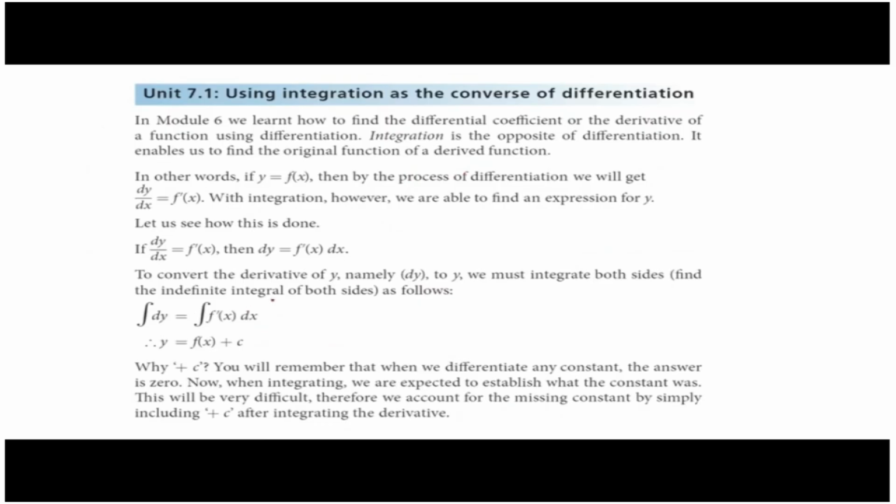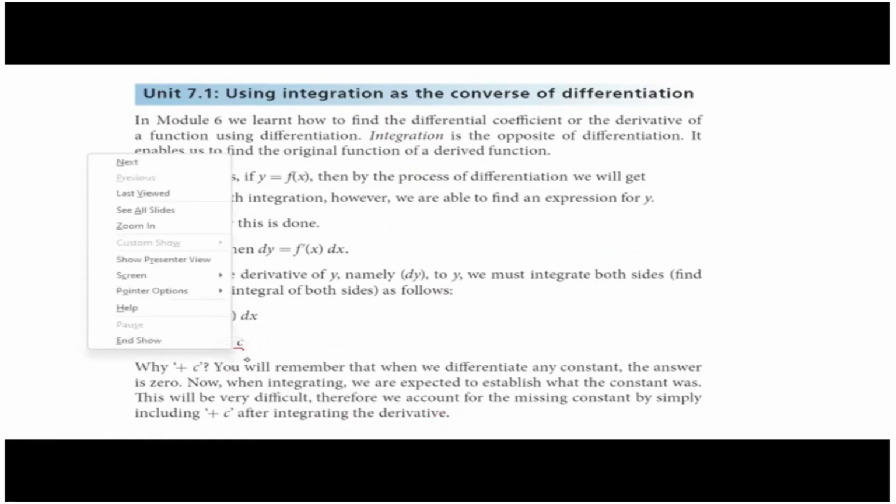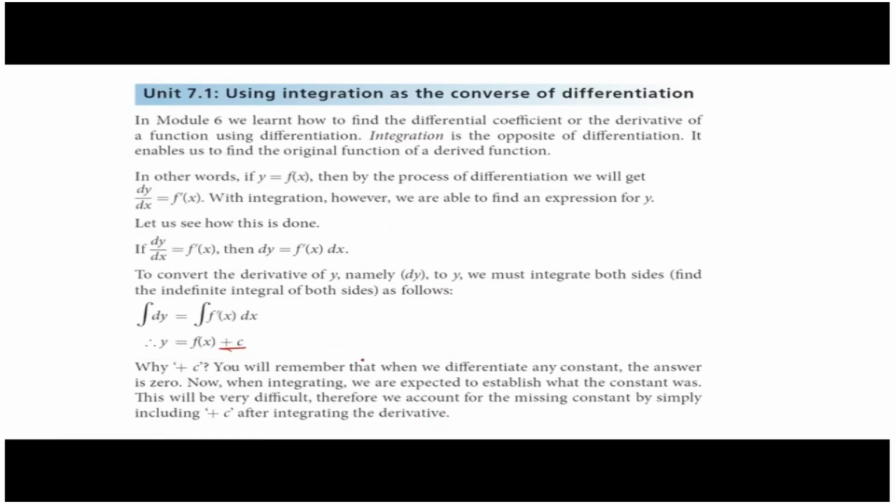Now you see when we're talking about plus c, you say y plus c. Remember that when you differentiate any constant, the answer of the differentiation is what? 0. Now, when integrating, we're expected to establish what the constant was. This is very difficult. Therefore, we account for the missing constant by simply writing what? Plus c. Now, when you get to N5, you'll be able to do something called particular solution, when you have to calculate what c is. But for your level, whenever you integrate, just write your final answer and put plus c there.